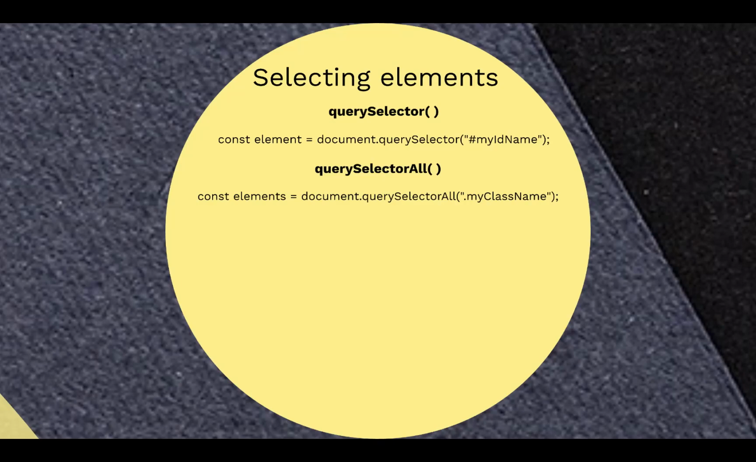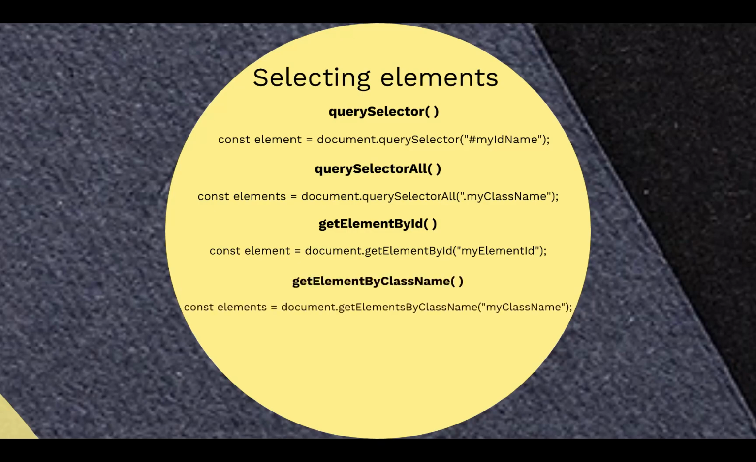A useful aspect of both query selector methods is that they use the same CSS selectors with the dot for classes and the hashtag for IDs and element names. getElementById selects the first element with the specified ID attribute. Notice here that you don't have to use the hashtag because the method name getElementById already references that you are looking for an ID.